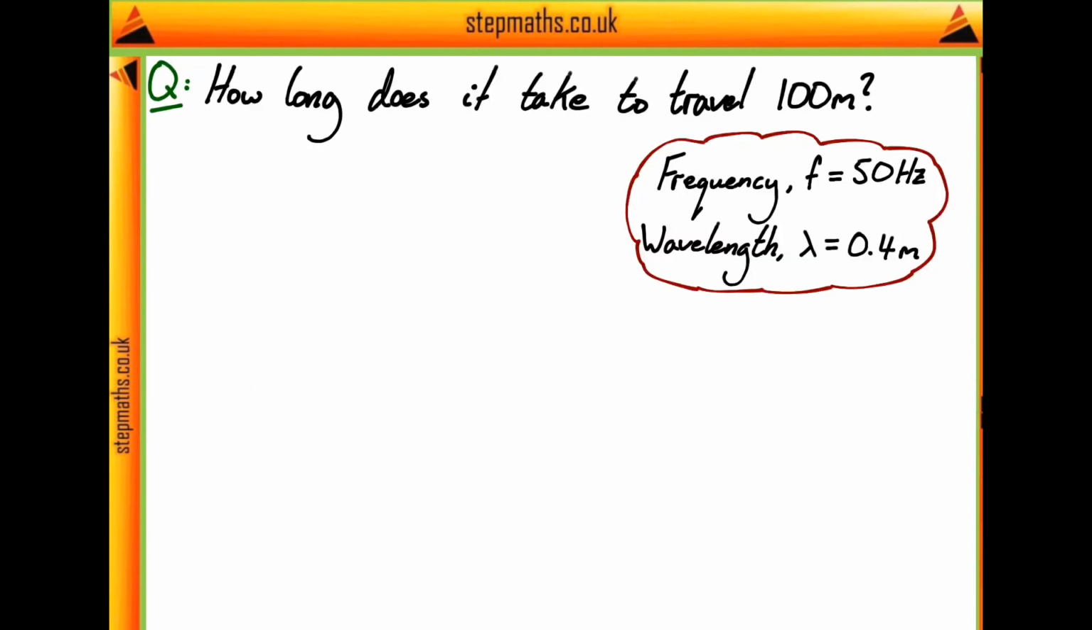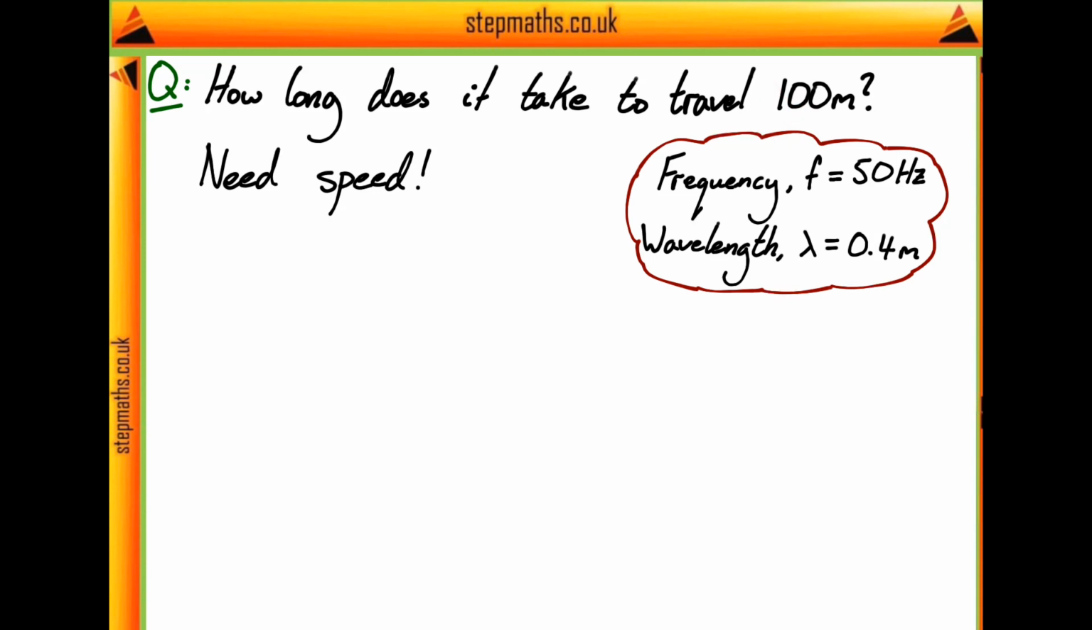Okay, so to answer this question, let's think about what we actually need to find out how long it's going to take the wave to travel 100 meters. Well, what is it we normally need to find when we think about how long it takes something to travel a distance? If you try to think how quickly a car is going to travel a distance, you're going to need its speed, right? So we're going to need exactly the same thing. In this case, we need to find the speed of our wave.